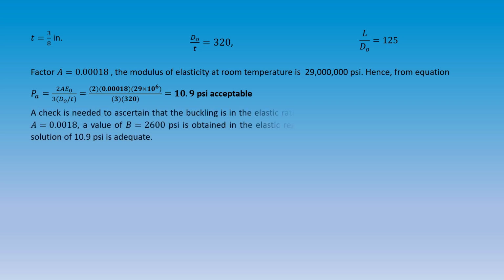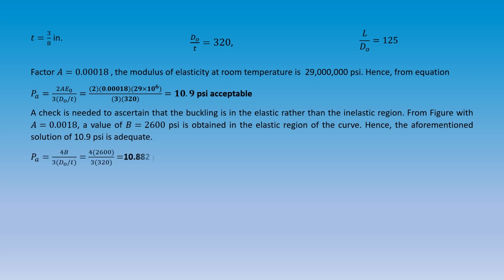Here a check is needed to ascertain that the buckling is in the elastic rather than the inelastic region, and this is made. So in this example, the allowable pressure is greater than the design pressure. The thickness is suitable if we exclude other safety factors.